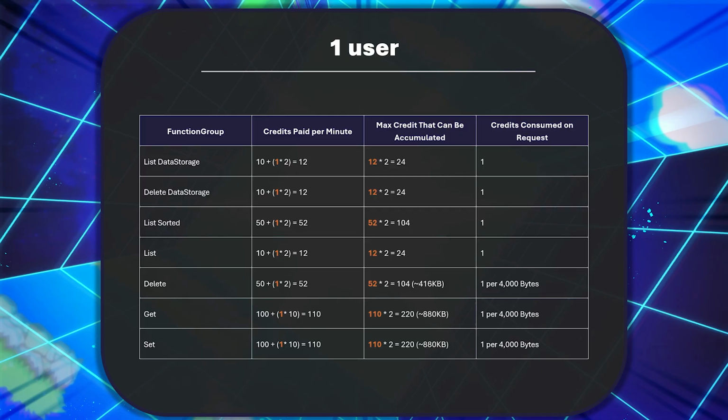Here we can see what the numbers might be for a single user. For list data storage, we can make up to 12 requests per minute with a maximum of 24 requests per 2 minutes. For delete, we can see a 2-minute max of 104, which amounts to roughly 416 kilobytes, and the get and set with a 2-minute max of 220 credits, which is roughly around 880 kilobytes. For 10 users, our list data storage scales up to a 2-minute max of 60. Our delete scales up to a 2-minute max of 140, which is about 560 kilobytes, and our get and set scales up to 400, which is roughly 1.6 megabytes.